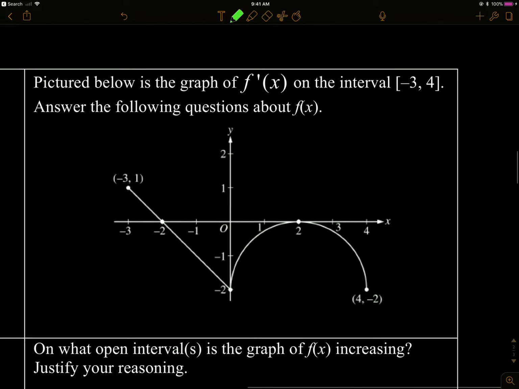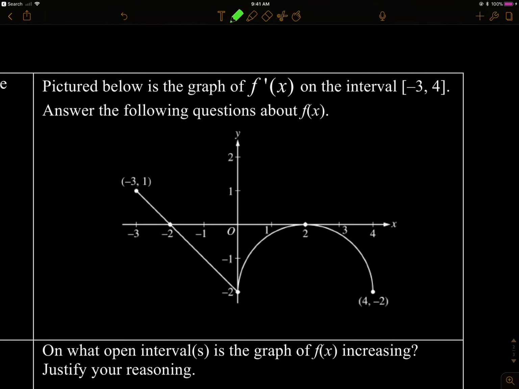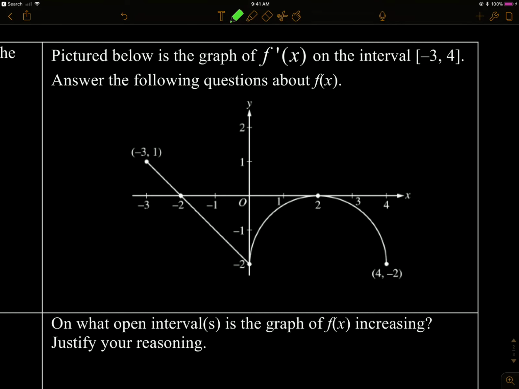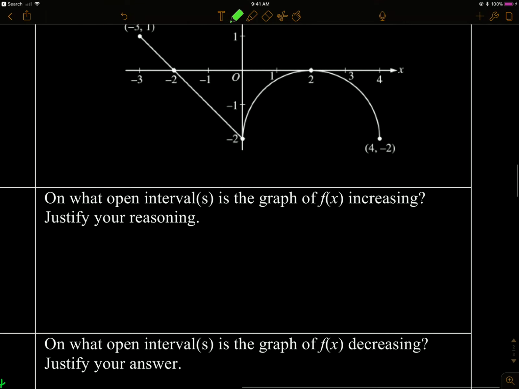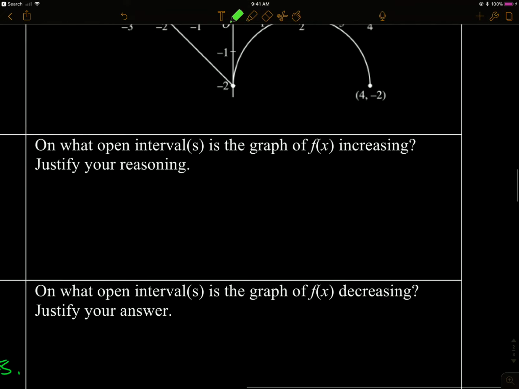All right, now we're going to do the opposite thing. We're going to look at the derivative. So this is a graph of f prime, and we're going to answer some questions about f prime, but also f. Okay, so just to keep in mind, anywhere that f prime is positive, f is increasing. Anywhere f prime is negative, f is decreasing.